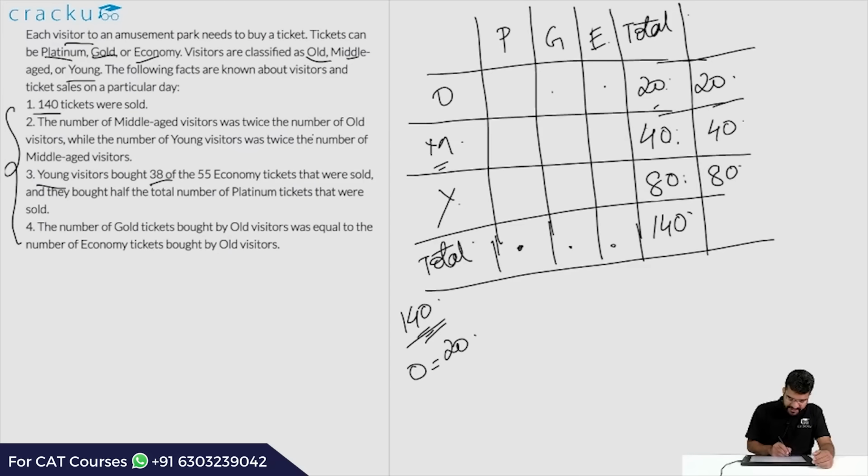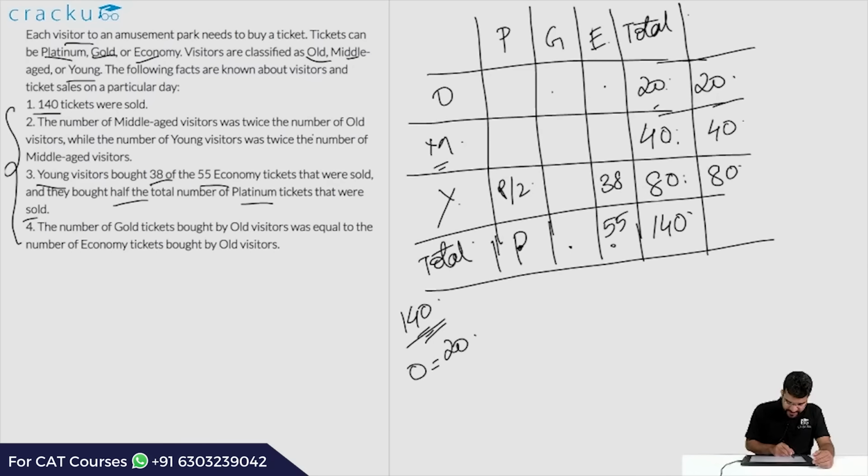Young visitors bought 38 out of the 55 economy tickets that were sold. So the total number of economy tickets that were sold was 55, of which young people have bought 38. And they bought half of the total number of platinum tickets that were sold. So let us assume that the total number of platinum tickets is P, and young people have bought P by 2.